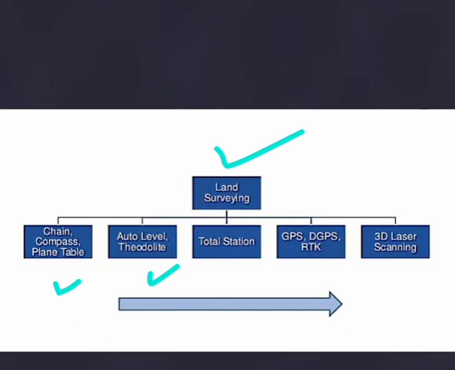ATO level and theodolite are the advanced instruments compared to the plane table, chain, compass. Now here you can go for optical distance measurement, right? This we term optical distance measurement instruments. Then you will have the total station, that is a modified version of the theodolite, an electronic theodolite, where surveying with high precision and range is possible. This we term electronic distance measurement.